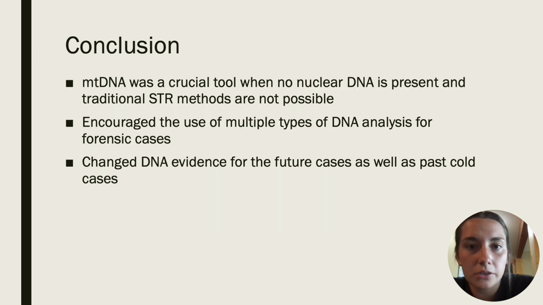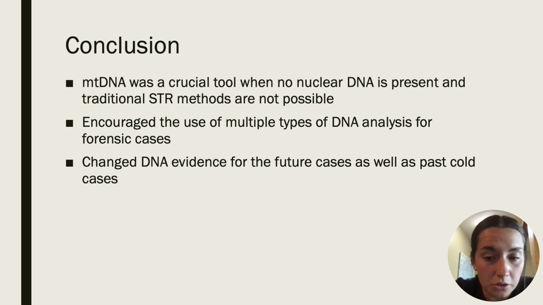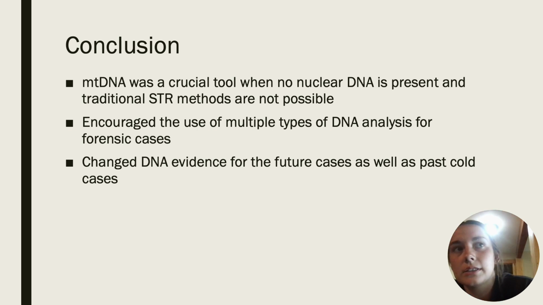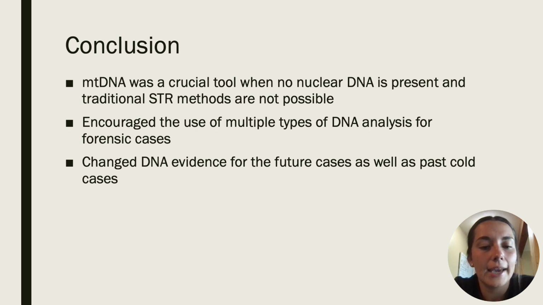So in conclusion, mitochondrial DNA was a crucial tool that was discovered for when there is no nuclear DNA present, like in this case, and the traditional STR methods are not possible to be used. It also encouraged the use of multiple types of DNA analysis for forensic cases, so even if there is nuclear DNA present, then maybe the mitochondrial DNA test should also be used to help with this analysis. And it also changed how DNA evidence was looked at for future cases, as well as cold cases that have been sitting for a while.